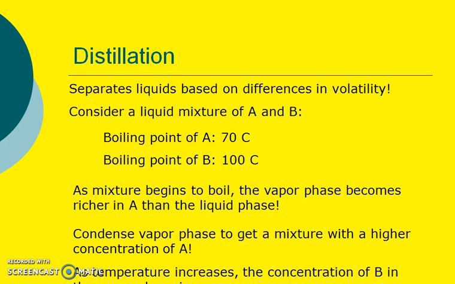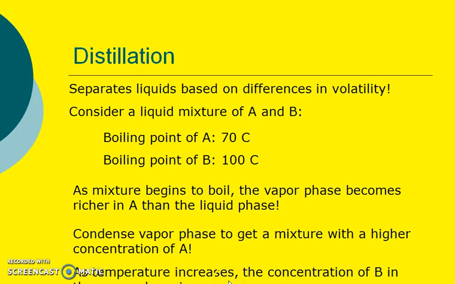Distillation separates liquids based on differences in volatility. Consider a liquid mixture of A and B. Boiling point of A is 70 degrees centigrade. Boiling point of B is 100 degrees centigrade. As a mixture begins to boil, the vapor phase becomes richer in A than the liquid phase. Condense the vapor phase to get a mixture with a higher concentration of A.